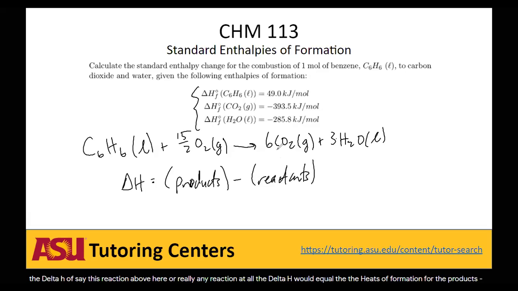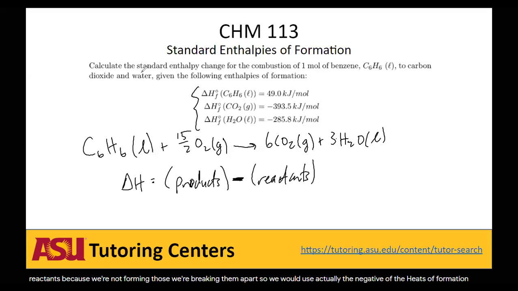Because think about it, when this reaction is occurring, what are we doing? We are forming carbon dioxide and water, so our products, we would use the normal heats of formation because we're forming them. However, the reactants are things we're breaking apart, right? We're breaking the reactants apart to form the products. So we wouldn't use the heats of formation for the reactants because we're not forming those. We're breaking them apart. So we would actually use the negative of the heats of formation, which would represent the heats of breaking apart.